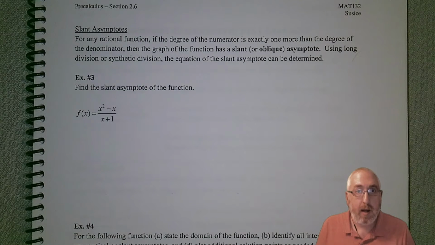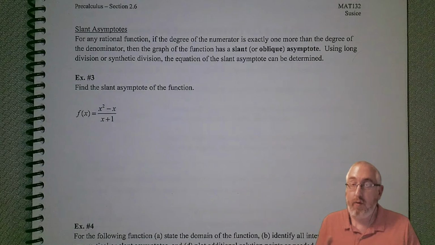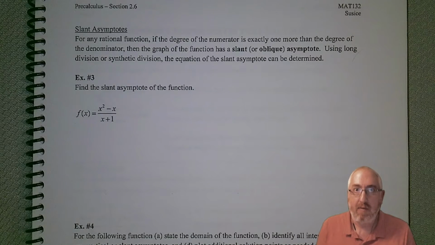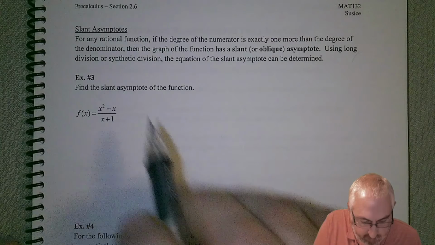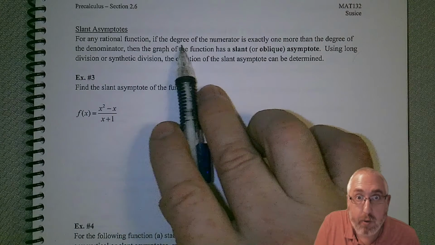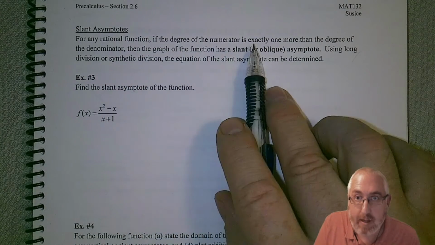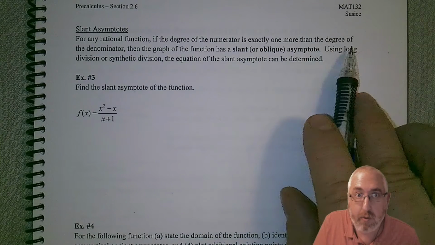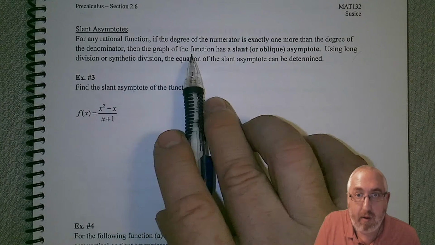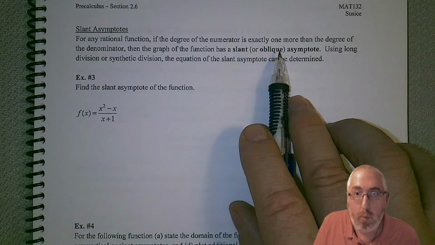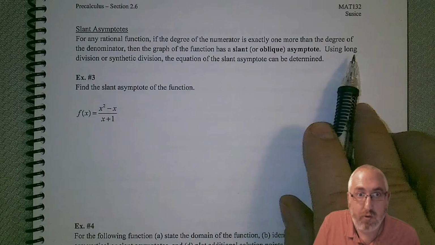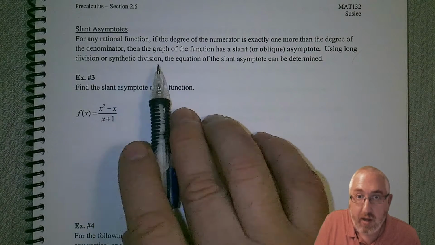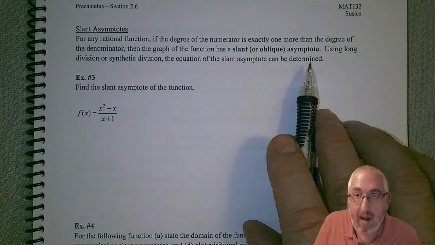All right, so now we are on the last part of 2.6, which is looking at slant asymptotes. Again, this is a very specific situation that has to occur for a rational function to have a slant asymptote. For any rational function, if the degree of the numerator is exactly one more than the degree of the denominator, then the graph of the function has a slant or oblique asymptote. Using long division or synthetic division, the equation of the slant asymptote can be determined.